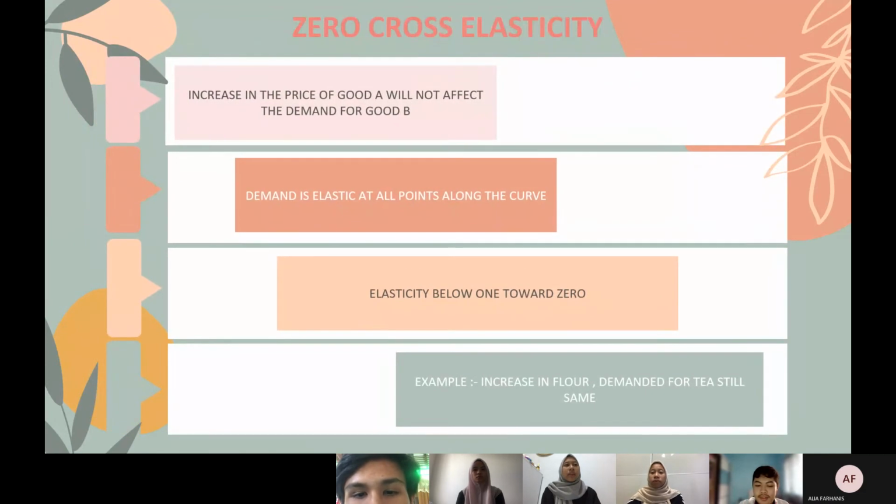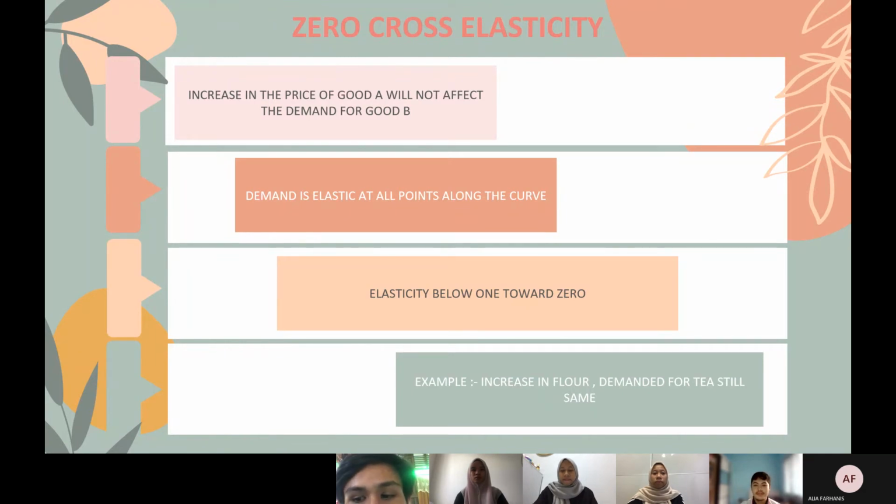Okay, the third one is zero cross elasticity. An increase in the price of good A will not affect the demand for good B. These two goods are not interrelated in any way. For example, if the price of flour increases, the amount demanded of tea will remain the same.